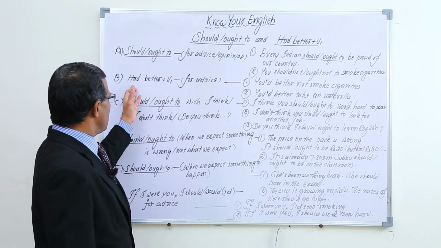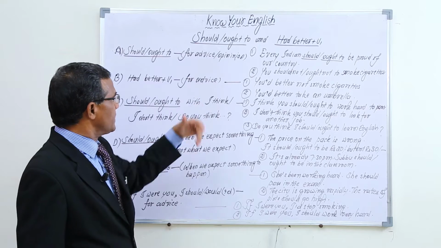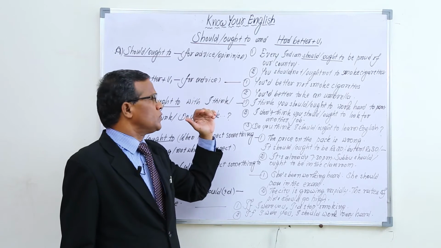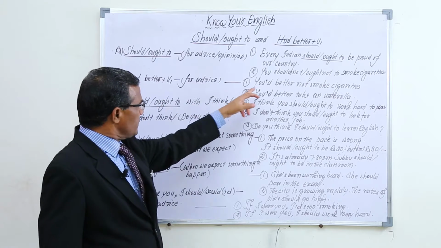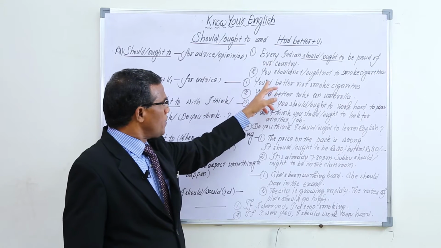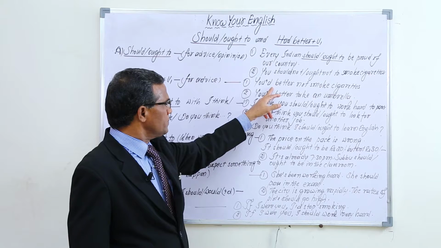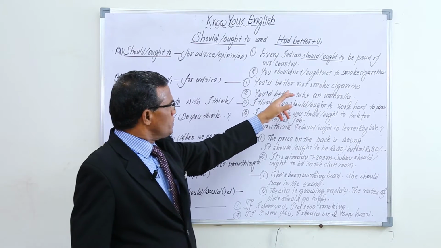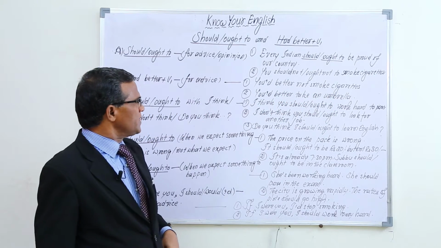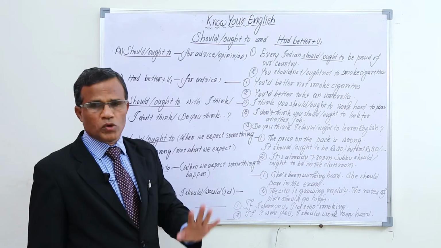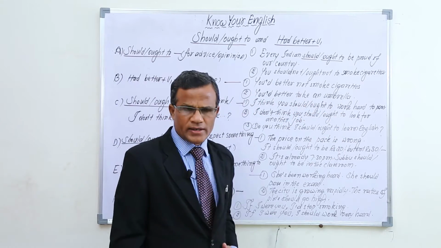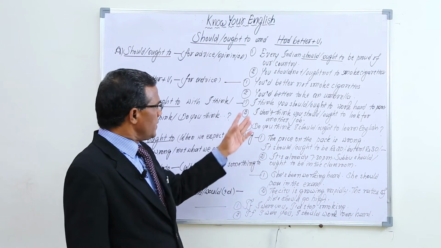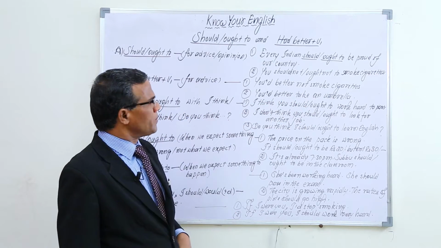Had better plus V1 for advice. This is also for advice. We use the had better plus V1. The short form of had is apostrophe d also. You'd means you had. You'd better not smoke cigarettes means it is not good for you to smoke cigarettes. And you'd better take an umbrella. It's good for you to take an umbrella.